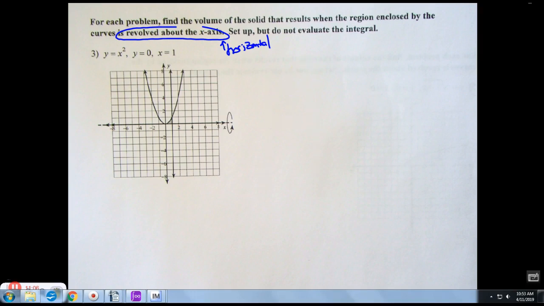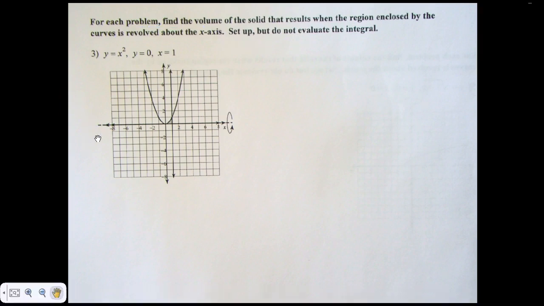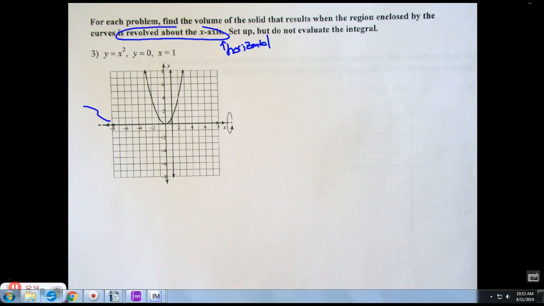So I need to find, well, I can start off with my general form. Man, this is a struggle. Are you serious? Okay, we'll do it over here.